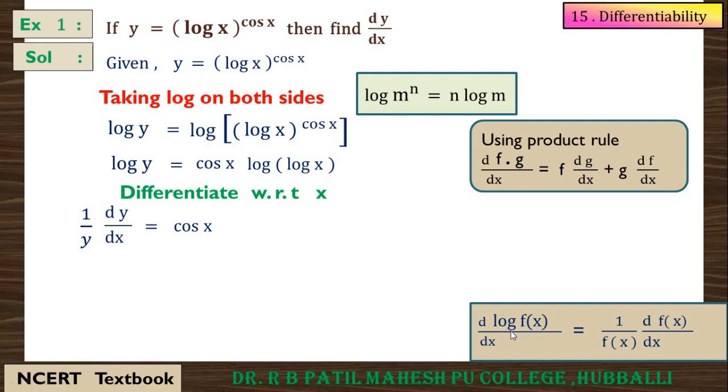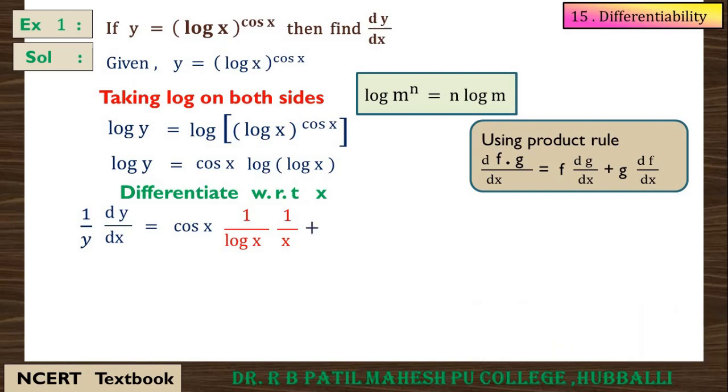First we have to differentiate the log function, that is 1 upon f of x. So here also you write 1 upon the function. After that the function derivative is 1 upon x, that is the log x derivative, plus log of log x as it is, times the cos x derivative, which is minus sin x. So this is the way of writing the derivative for the product as well as the composite of a logarithmic function.